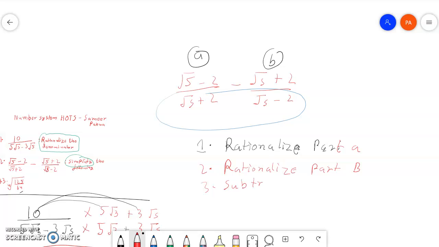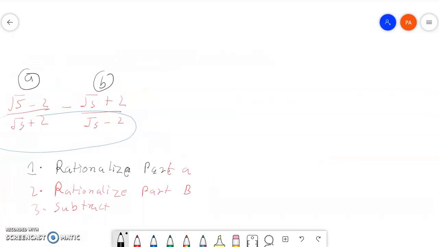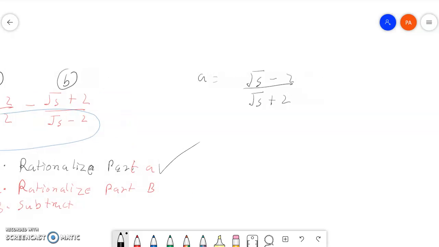Subtract, right? These are my 3 steps. Now according to these steps, let's move on with our sum. So I'll take part A, which is equal to root 5 minus 2 divided by root 5 plus 2. So I'll rationalize part A as said. So I'll rationalize it into root 5 minus 2 into root 5 minus 2.